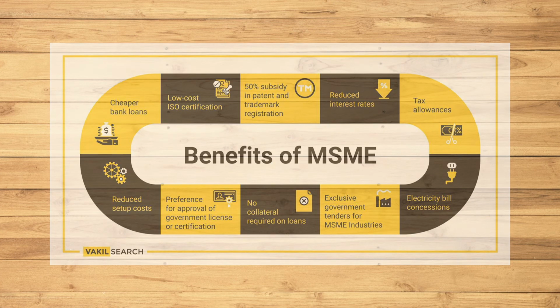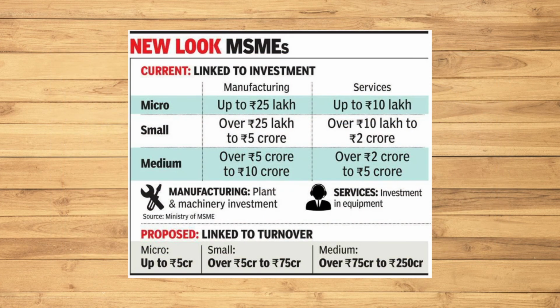So, a new look: if you talk about micro, small and medium, as far as manufacturing is concerned, the capping is up to 25 lakhs and services up to 10 lakhs. For small, 25 lakhs to 5 crore, and if you talk about services, it's 10 lakh to 2 crores. And if you talk about medium, it's 5 crores to 10 crores, and services 2 crores to 5 crores. And there are certain things in manufacturing, like plant and machinery, and in services, investment in equipment and other things.